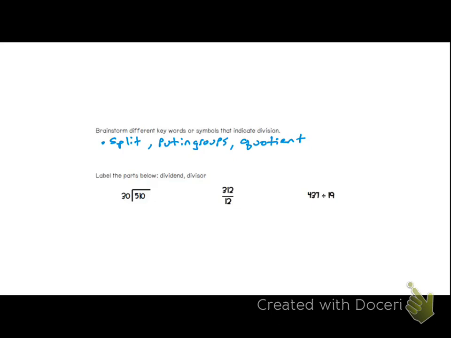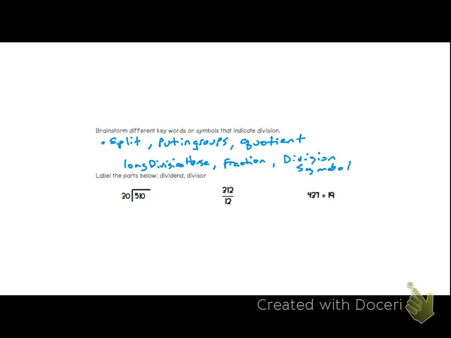If we look below, we can see that we have a long division house below. We have a fraction, and we have a division symbol. These are all ways we can see division.